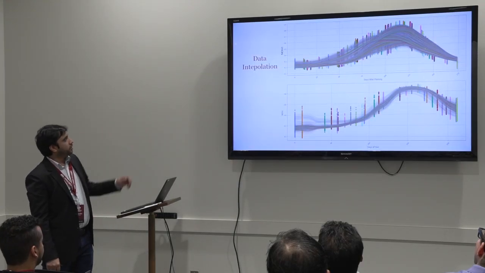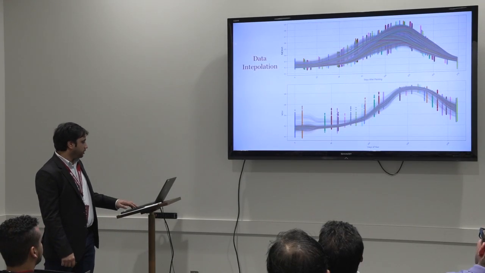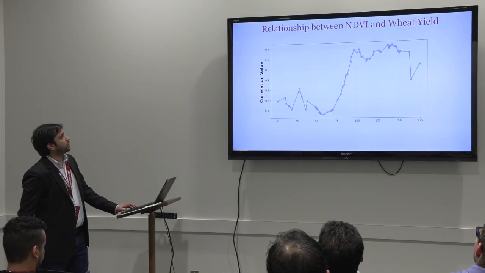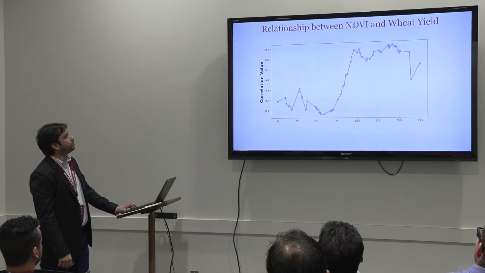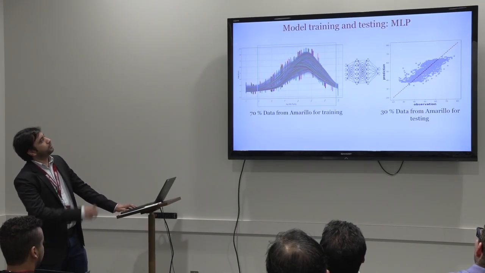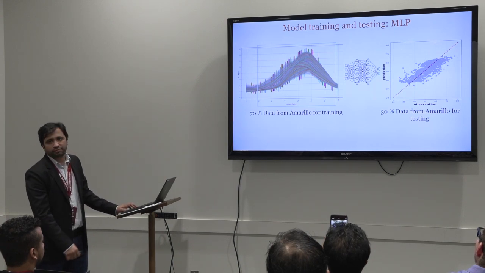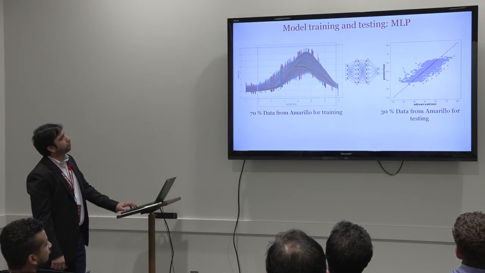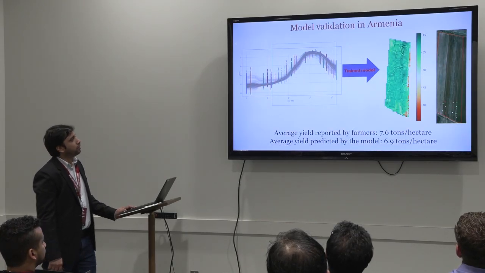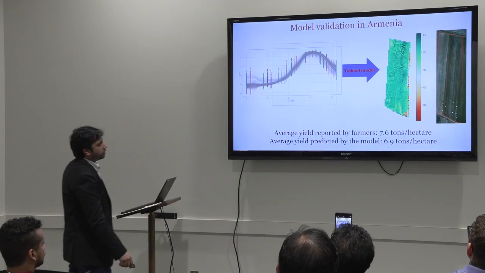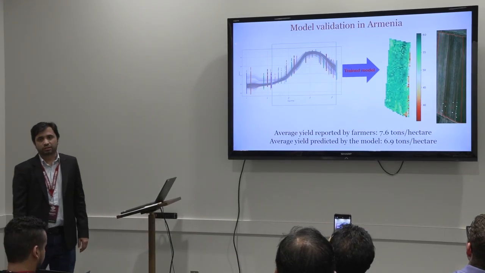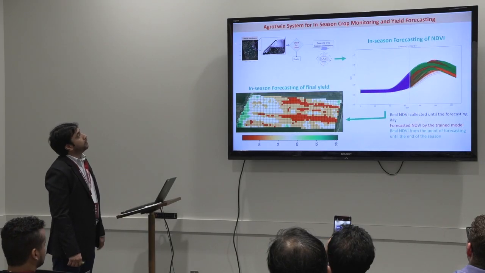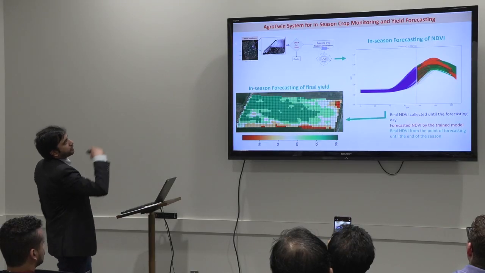And then the data interpolation techniques go through. It looks a little bit unpleasant, but still getting there. And then the relationship looks very good between the NDVI and the yield as well. And then we train the model using this 70-30 split for Amarillo. And the scatter plot is looking okay. So we decided, why don't we test it in Armenia? Now our ground truth is 7.6 tons per hectare. And our model was able to predict 6.9 tons per hectare, even with a little bit of enhancement that we can do. And Ramana presented that framework over here.